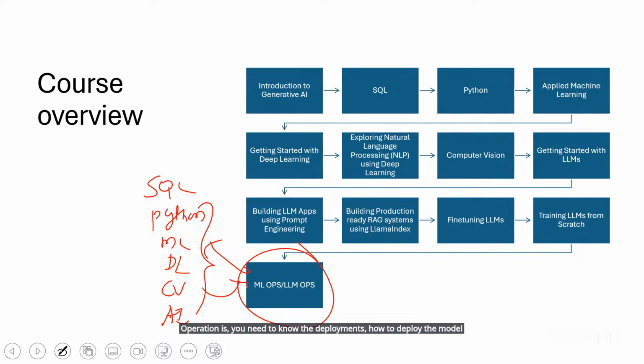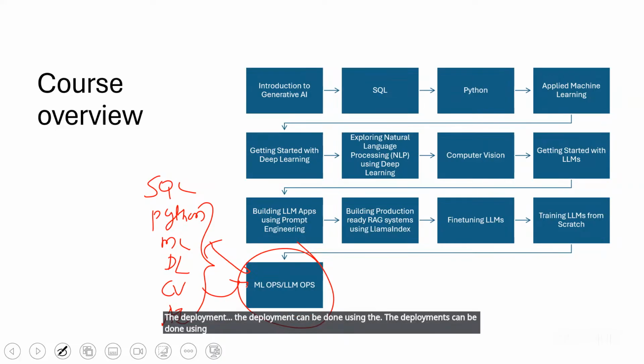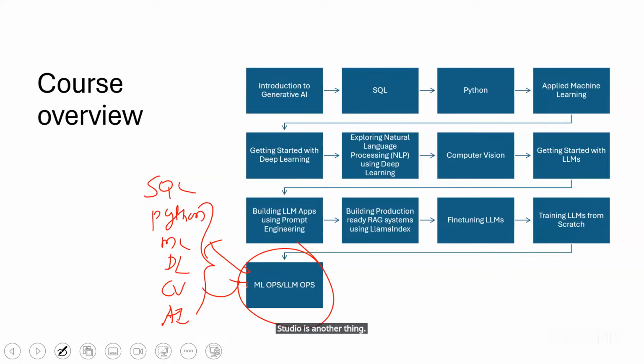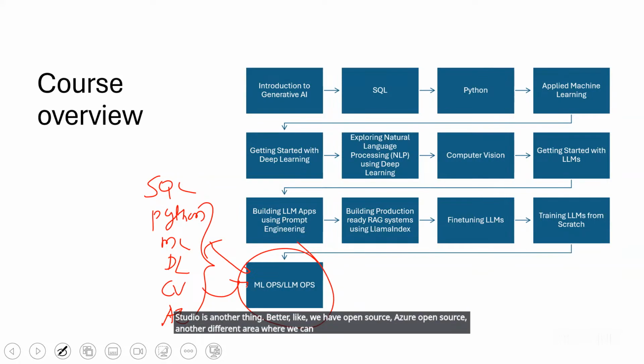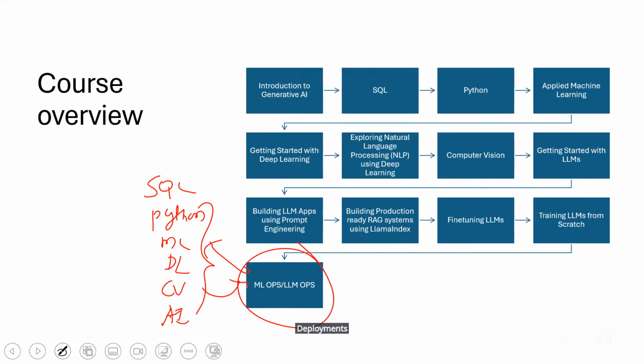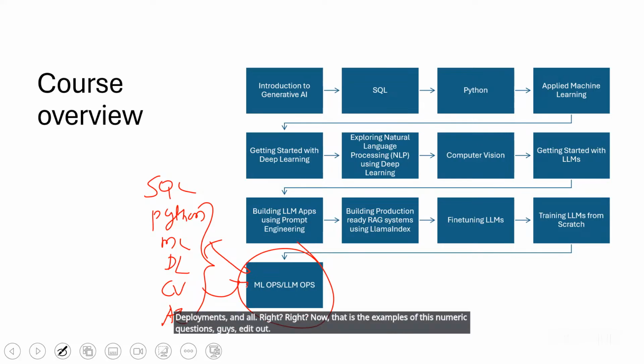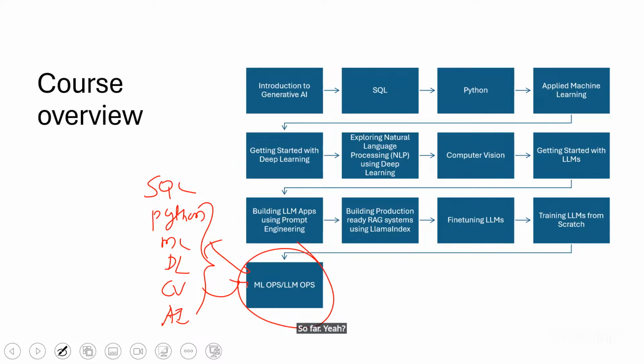The deployment can be done using the machine cloud. Streamlit is another thing. Bedrock, like open source, Azure open source. These are the different areas where we can perform the deployments and all. Right? Right now, those are the examples of this. Now, any questions, guys? Any doubt so far? Clear? This is the process we follow.